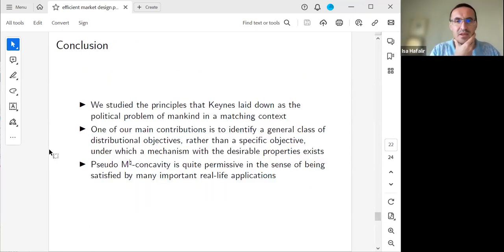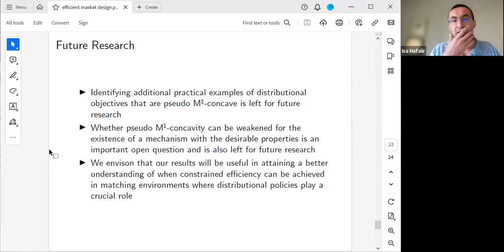So in conclusion, we studied what Keynes laid down as the political problem of mankind in a matching context. We were able to identify a general class of distributional objectives under which a mechanism with the desirable properties exists. We argue that pseudo M-natural concavity is quite permissive because it is satisfied by many real life applications, and one can come up with more examples that satisfy pseudo M-natural concavity.